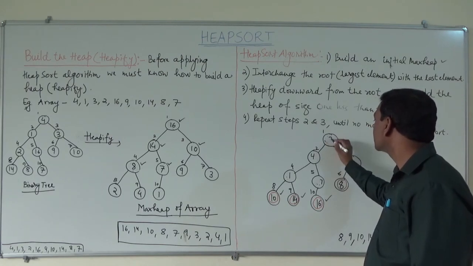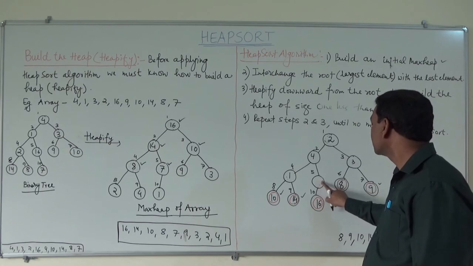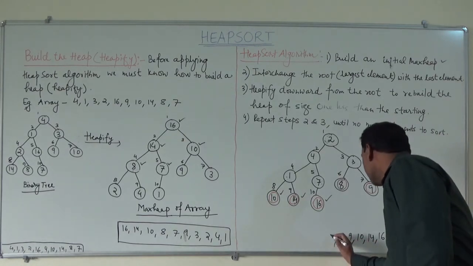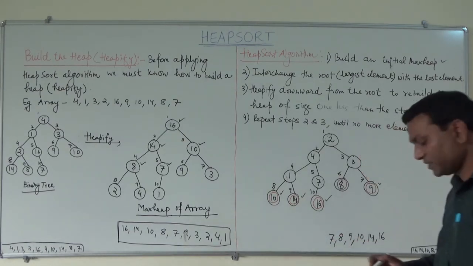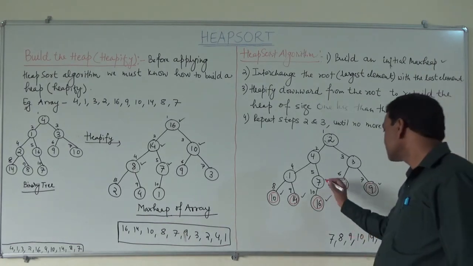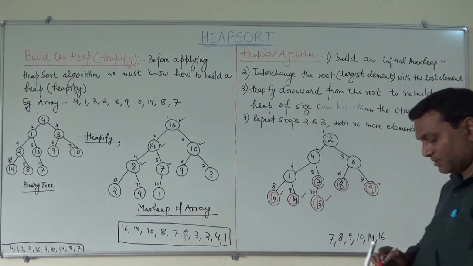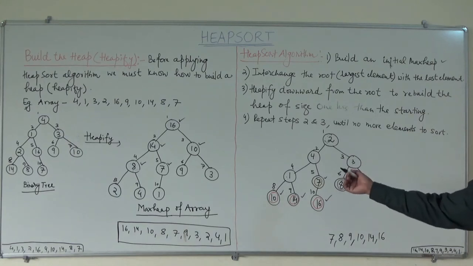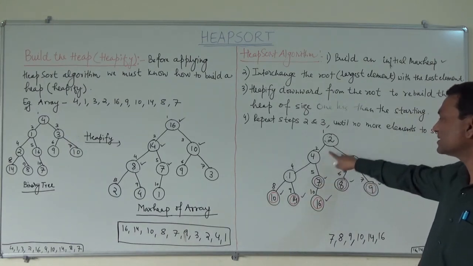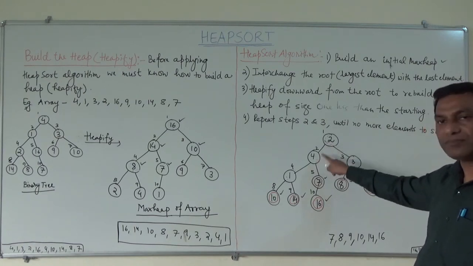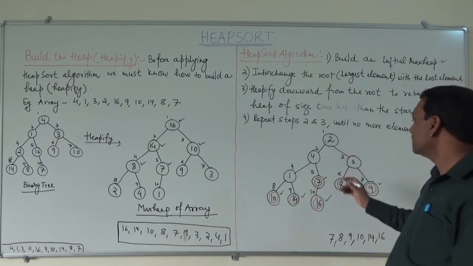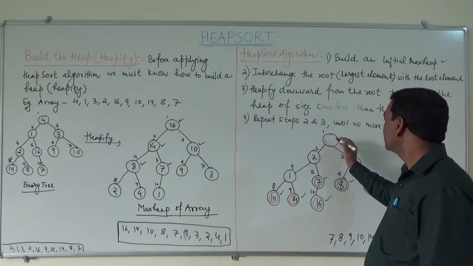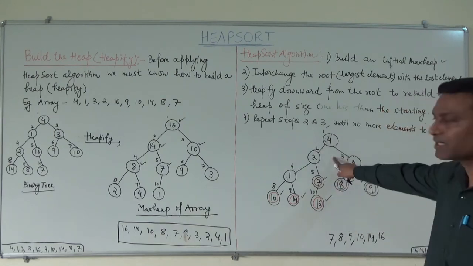This is 2 and this is 7. So now 7 has come in its final position. Now this is sorted. So this 8 sorted, 7 sorted. Now again we will check. Again we will make a heap because 2 is less than 4 and 3. So 2 and 4 should be interchanged. This is 2 and this is 4.